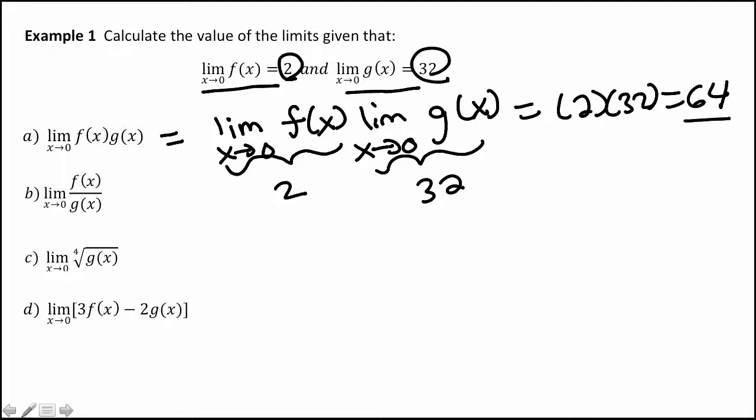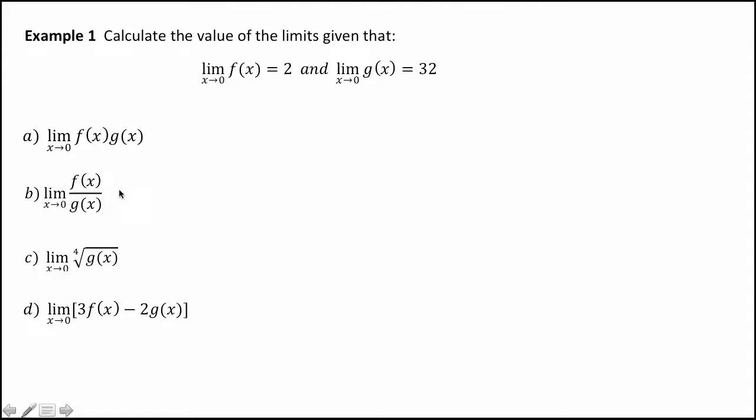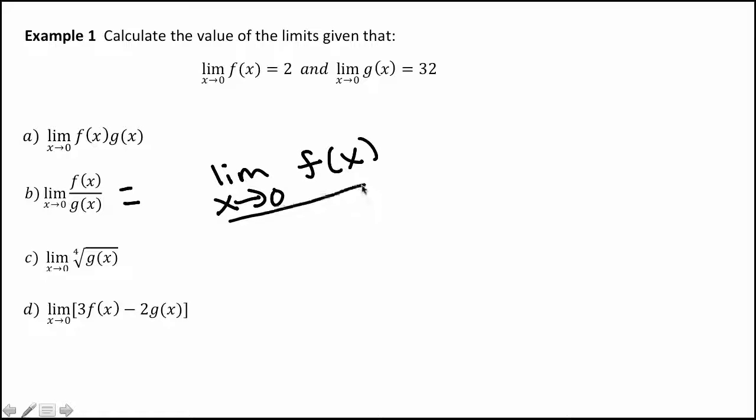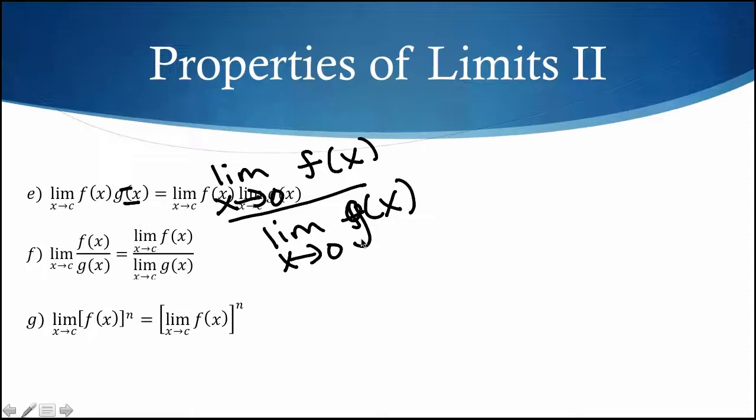Okay. Let's look at this one. This one is going to be the same kind of process. Remember that if you take a quotient, then you can take the limit of those separately. Just like this. Oops, that should be a g of x. And we'll turn back a slide so we can show you this property there.